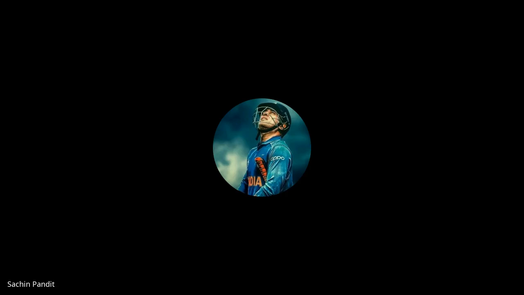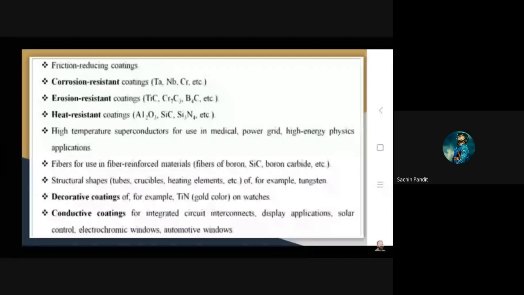For fiber reinforced material, then structural shapes. Again, you can use it for decorative coatings, for example titanium nitride, or for gold plating or gold coloring on watches. Again for conductive coatings for integrated circuit interconnects, display application, solar control, electrochromic windows, automotive windows. So for all these applications you can use it.